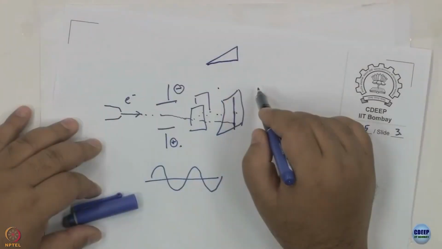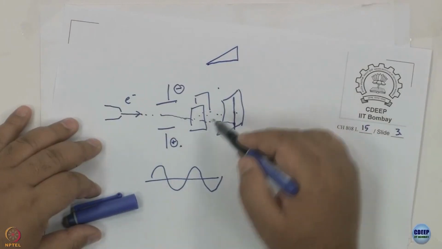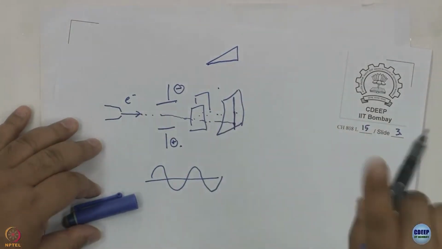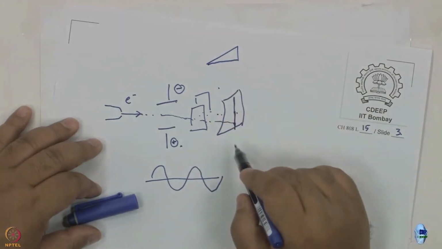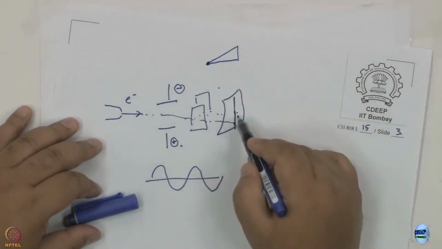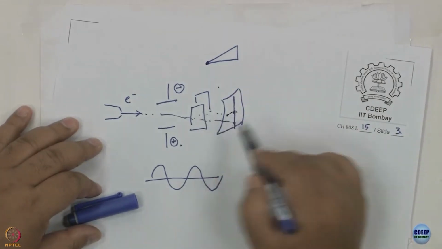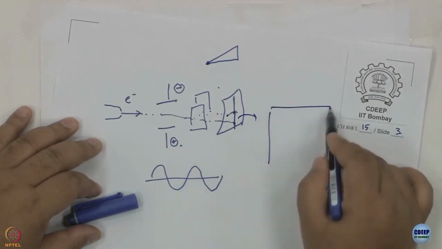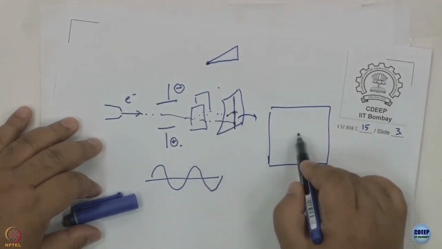Now, what will happen if I apply a voltage here? In an oscilloscope, the kind of voltage you apply is a sawtooth voltage. You start from maybe 0 or some negative value, goes up, up, up, and then becomes 0 and comes back here. Now, what will happen? Here, this spot itself will be deflected. Maybe I will draw it like this. Without anything, the spot would have been here.